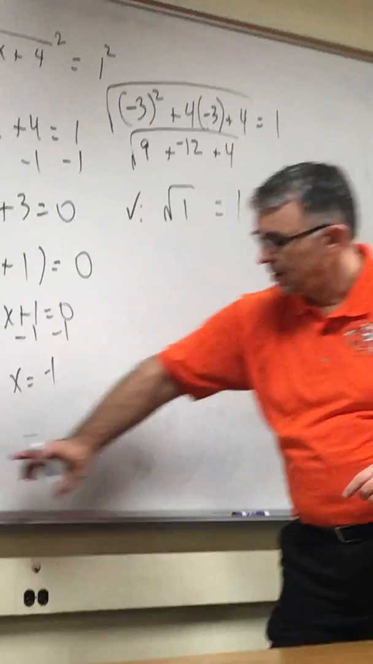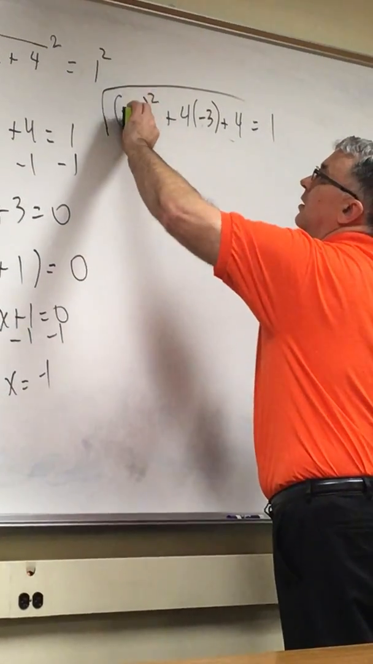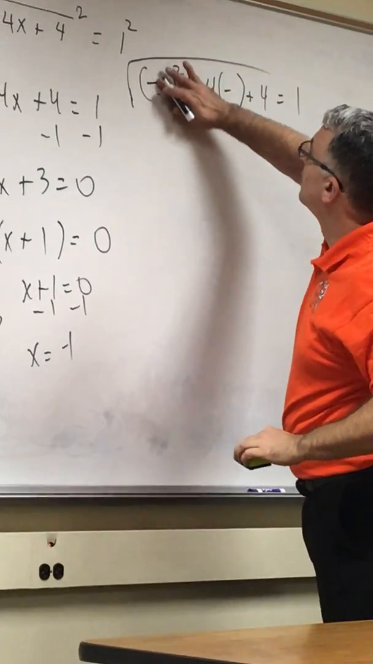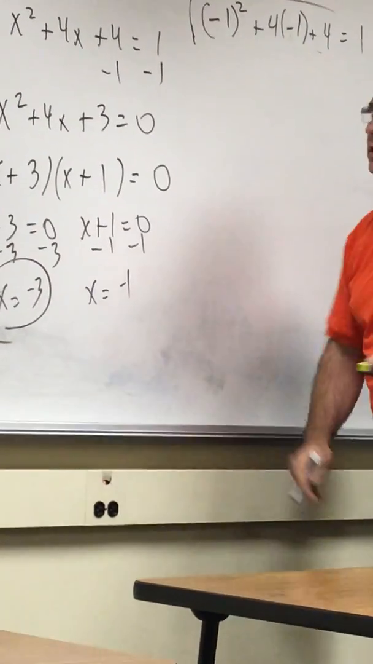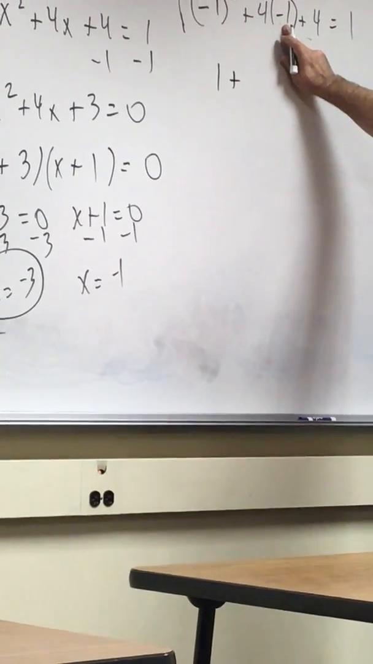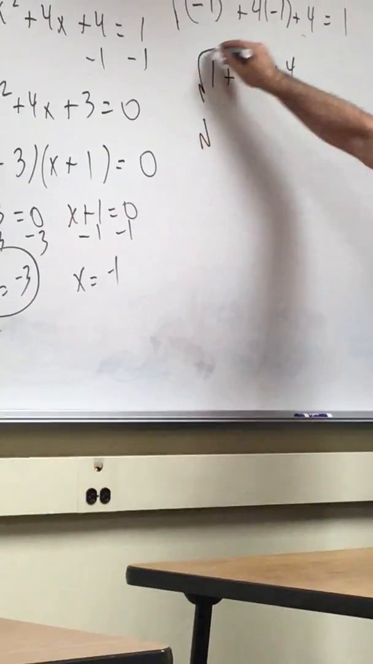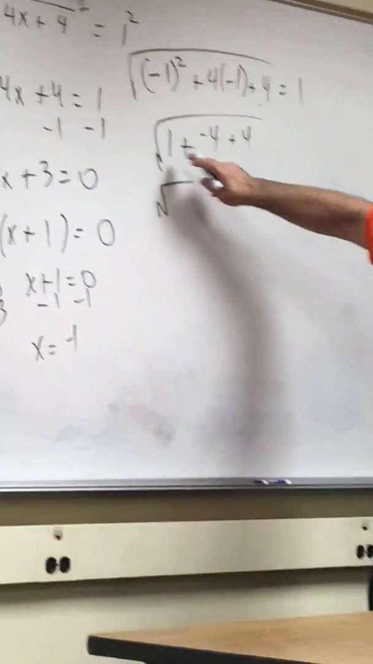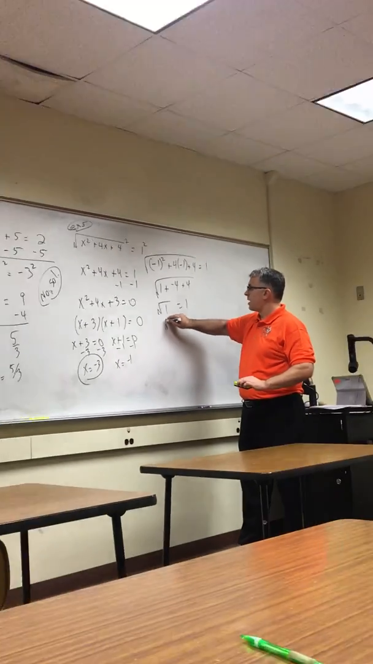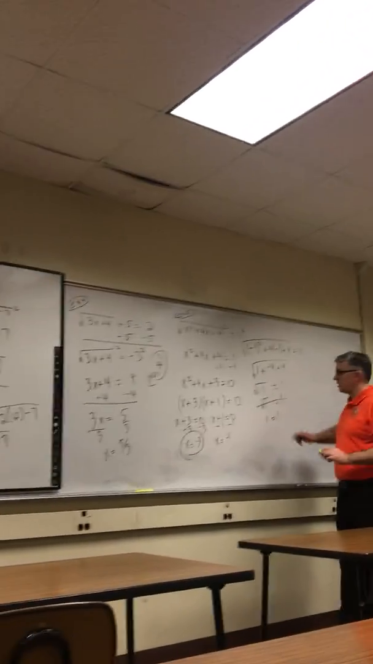Check out the second one. I'm going to be a little lazy here. Okay. Put in a negative 1. Negative 1 squared is 1. 4 times negative 1, negative 4, plus 4. That's in a square root. 1 plus negative 4 plus 4 is positive 1. Square root of positive 1. Oops. 1 is equal to 1. I wrote it a second time.